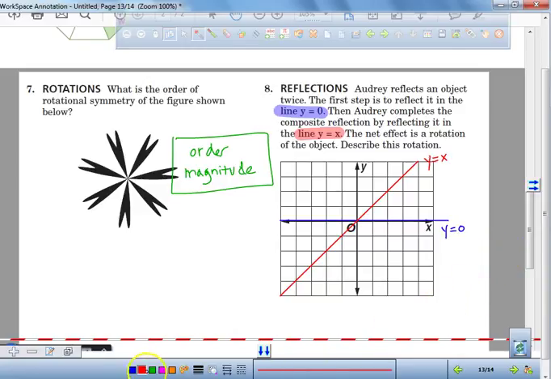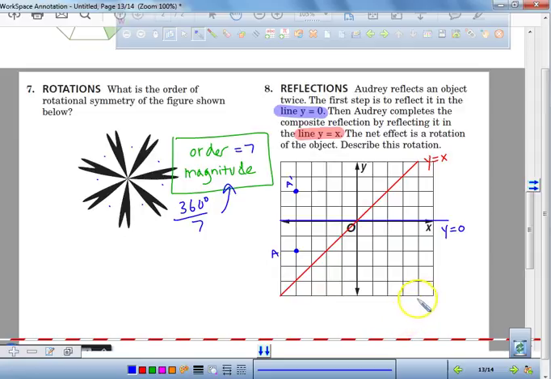Now, what we're going to do is choose a random point. I'm going to call this point right here point A. That's point A. First thing, what do I want to reflect it across? Y equals 0. So watch where I go. 1, 2, 1, 2. Put a point right here. Label that point A prime.